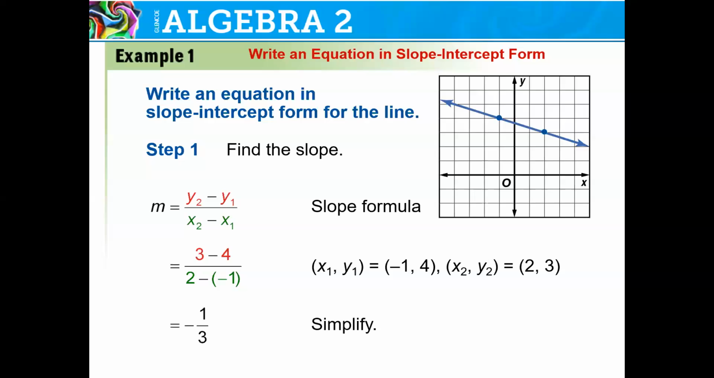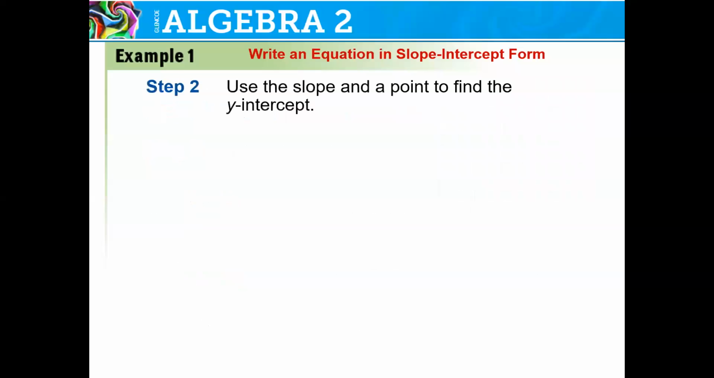Or a -1/3. Okay, now they want us to do it in slope-intercept form. So we're going to take our y equals mx plus b, and we're going to plug them in using one of the points. Okay? So it doesn't matter which point we use, we just want to plug it in. Okay? And this is to find the y-intercept.